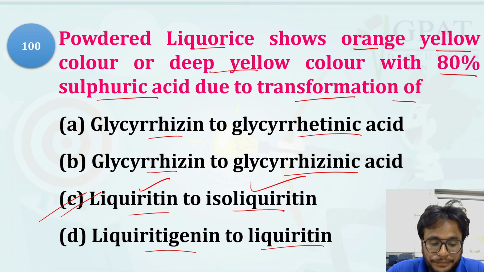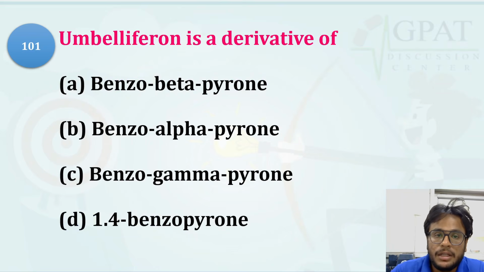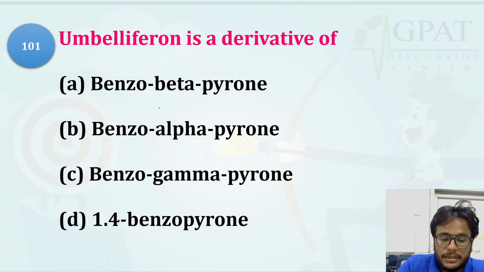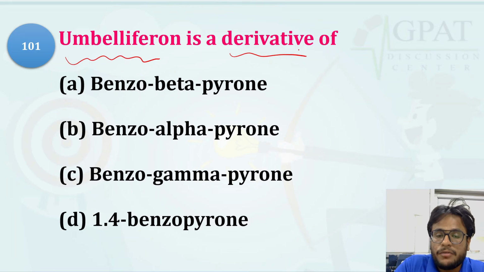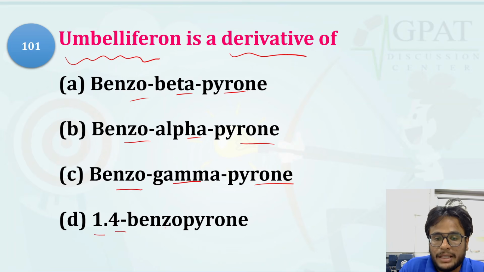Okay, and coming towards our next question, the umbelliferone. What is the umbelliferone? The umbelliferone is a derivative of option A benzo beta pyrone, option B benzo alpha pyrone, option C benzo gamma pyrone, and option D 1,4 benzopyrone. So we have to answer what the umbelliferone is mainly a derivative of.